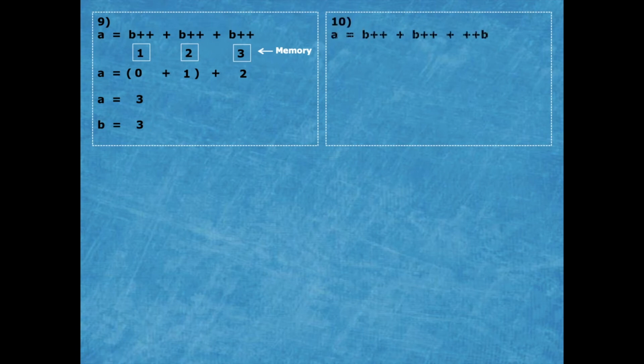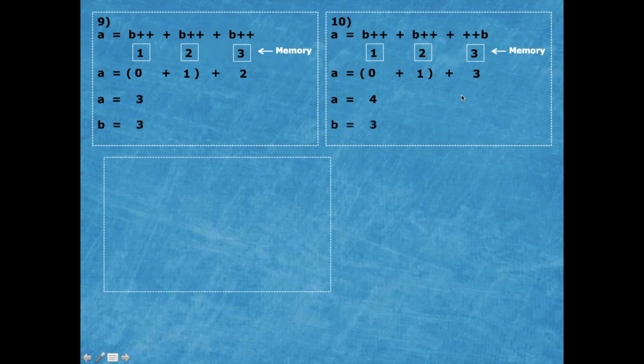Now let's go to the next one. So here you have post increment, first use then increment. Post increment, first use and then increment. Now do the addition, so you get this. Now b is currently 2 and this is pre-increment, so first increase and then use it in the memory. So a is equal to 4, b is equal to 3.